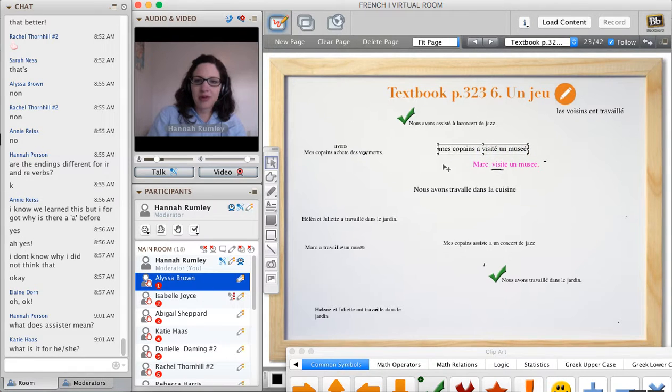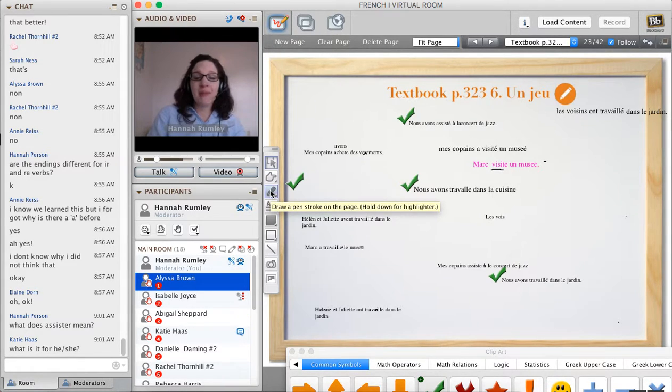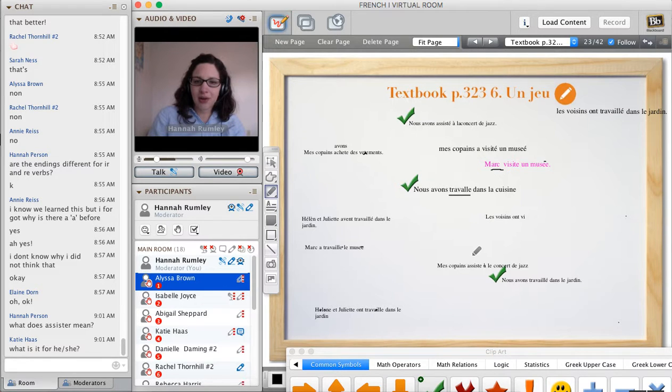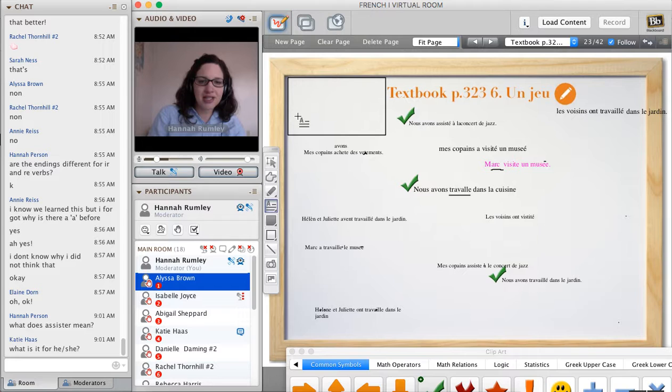I'm going to move you up here, so out of the way. Okay. Nous avons travaillé dans la cuisine. Good. Guys, don't forget your accents. If you can't type them, you can always use the drawing tool, but that's really important for the past participle. That kind of makes all the difference. So make sure you have the accent on your past participle. Hélène et Juliette. Not quite. Can I have Alyssa? Alyssa, in the box up here, can you help us out? I think we need a refresher. Can you conjugate avoir for us in this box?